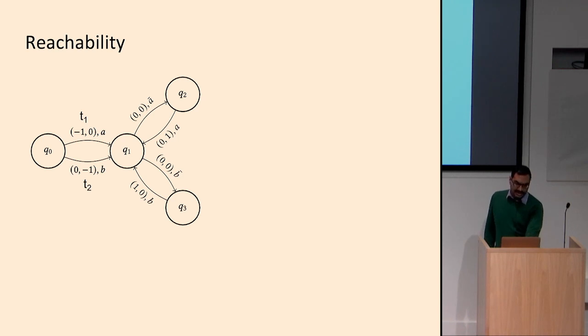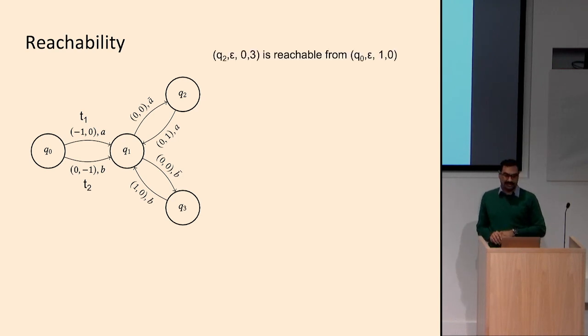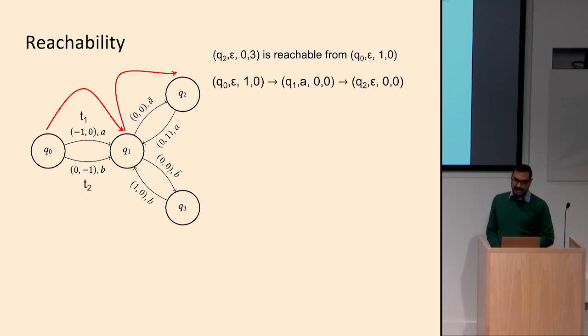So let's just quickly see what these things look like in our example. So Q2, epsilon, 0, 3, where epsilon is just an empty stack, is reachable from Q0, epsilon, 1, 0. So first you can go from Q0 to Q1 via T1, and then you go from Q1 to Q2. That corresponds to these two transitions. So you go from Q0, epsilon, 1, 0, you decrease the first counter by 1, you push A onto the stack, so you get Q1, A, 0, 0, and then you can take the next transition where you don't do anything on the counters and you pop this A. So you get to Q2, epsilon, 0, 0.